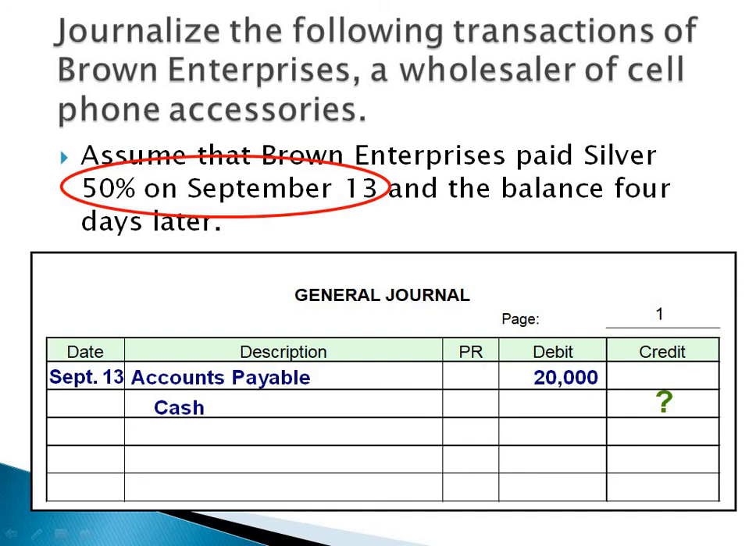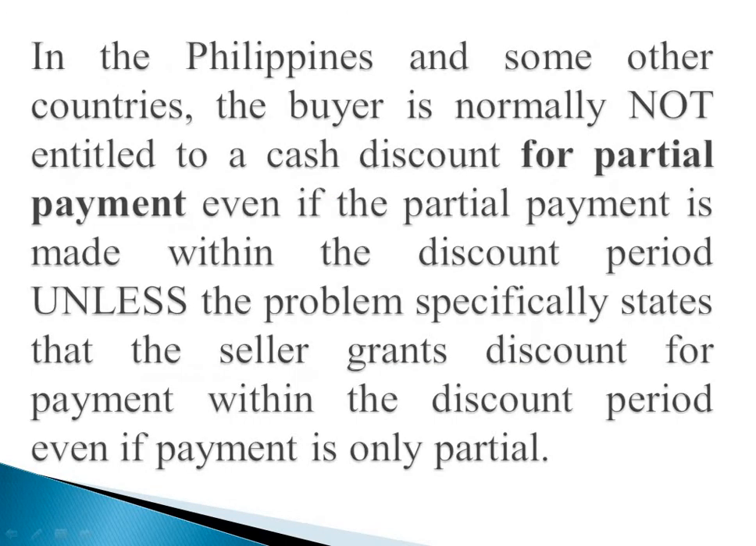Recall what I said in the 4th episode of this lecture series. In the Philippines and some other countries, the buyer is normally, at least for classroom purposes, not entitled to a cash discount for partial payment, even if the partial payment is made within the discount period, unless the problem specifically states that the seller grants discount for payment within the discount period, even if the payment is only partial.